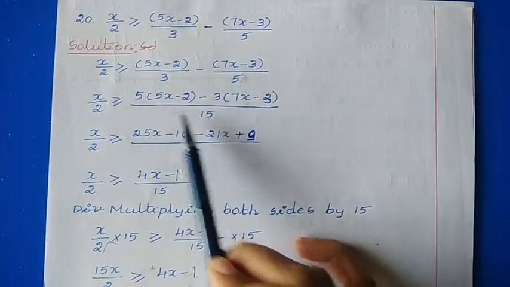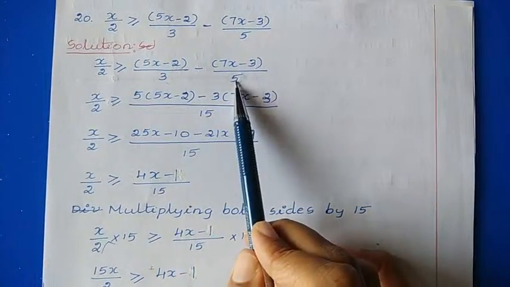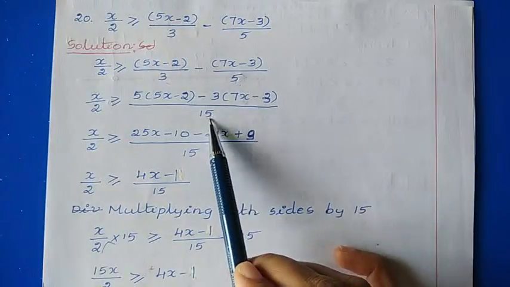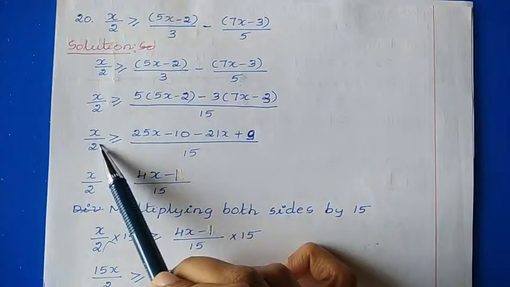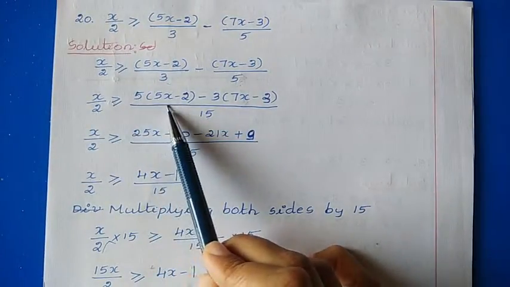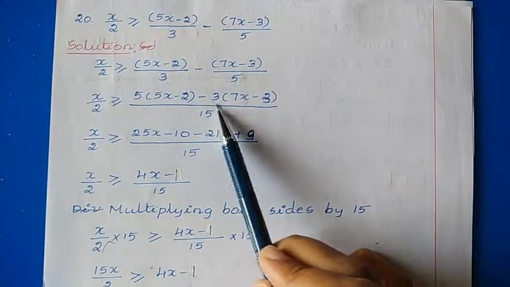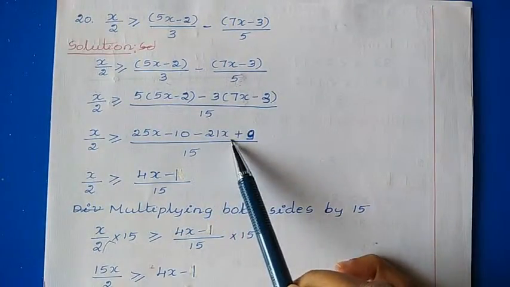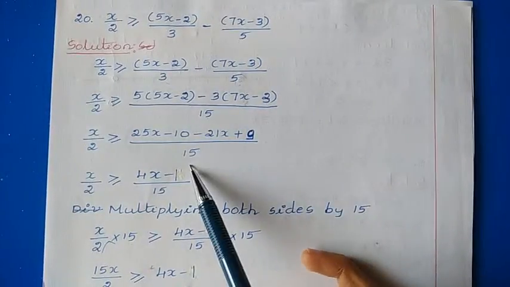3 5s are 15, so multiply this by 5: 5 into 5x minus 2. Then here we have 5. 5 3s are 15, so multiply this term by 3. So we have here x divided by 2 greater than or equal to 5 into 5x, 25x, 5 into minus 2, minus 10. Then minus 3 into 7x, minus 21x, minus 3 into minus 3, which is plus 9, divided by 15.